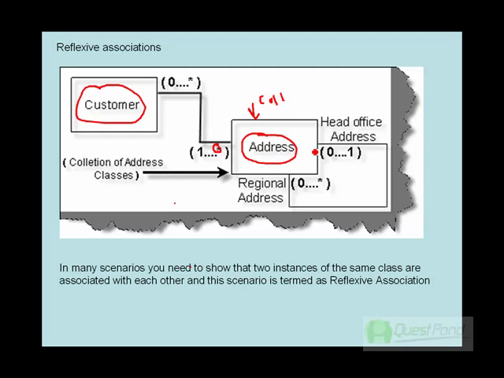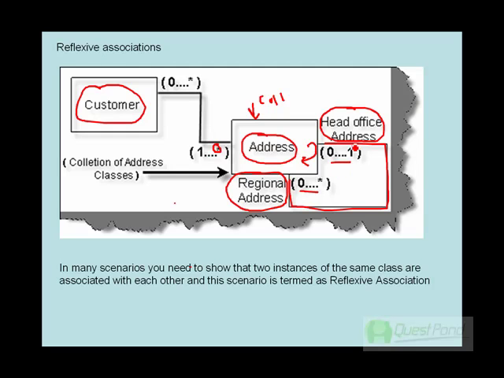Within this collection, one of the address objects can be a head office object, and for every head office object you can have many regional address objects. So again, within this collection you have an association which specifies the multiplicity between the instances of similar objects, or between the instances of the same class. This is denoted by using a joined rectangle, as you can see here, showing the multiplicity sign.